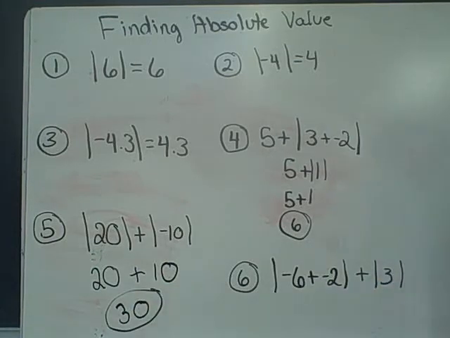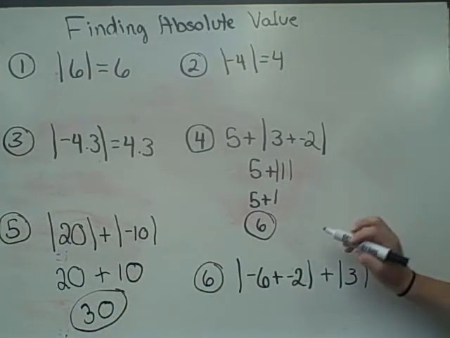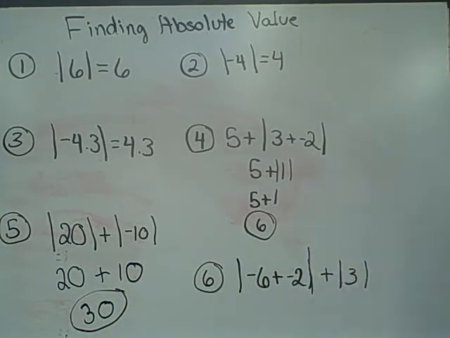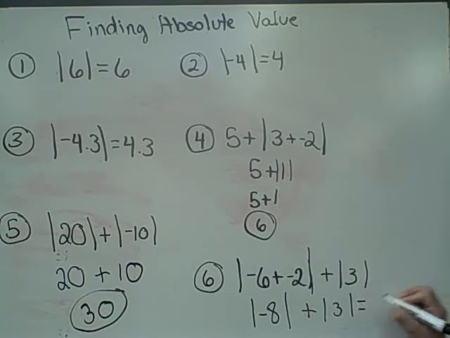So if I were to simplify that expression, I would come up with 30 as my answer. If I am looking here, I need to look at my absolute value symbols. Solve what's inside of them first. So negative 6 plus a negative 2 would give me the absolute value of a negative 8 plus the absolute value of 3. So the absolute value of a negative 8 is 8. I'm going to write this over here because I run out of room. And then the absolute value of 3 is 3. So I would come up with 11.